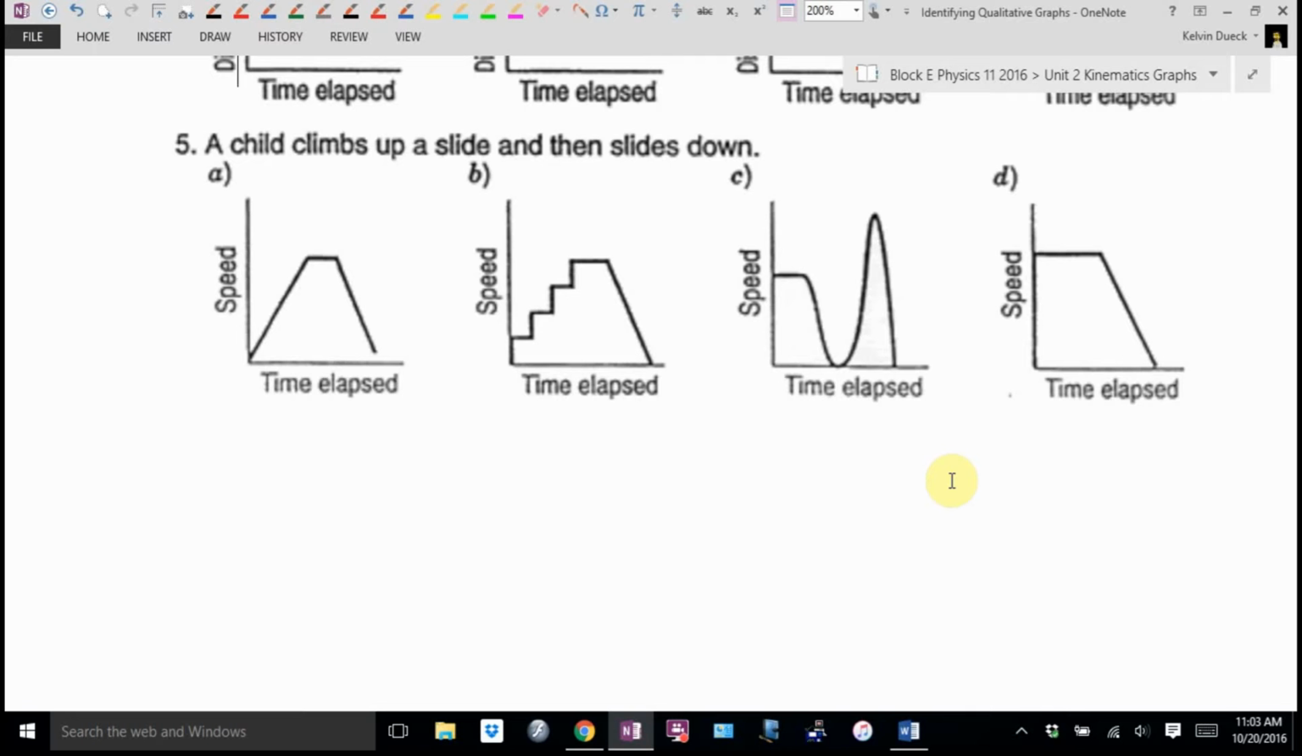A, Mr. Duick. A. That looks like A. A. No way.